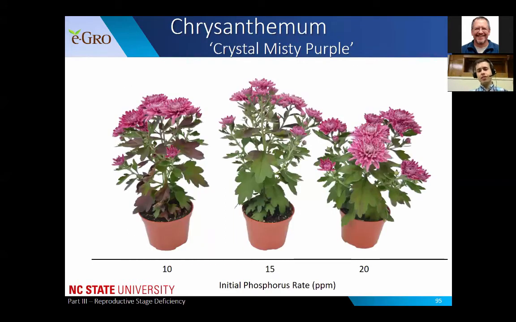So moving on to chrysanthemums, here is one cultivar we worked with, Crystal Misty Purple. You can see these plants were grown with 10, 15, and 20 parts per million phosphorus. And what I mainly wanted to show you here is that the plant grown with 10 parts per million phosphorus and then switched to 0 had symptoms of purpling and necrosis both on the lower and upper foliage. Whereas if you look at the plants grown with 15 and 20 parts per million phosphorus, the symptoms were primarily just on those upper leaves.